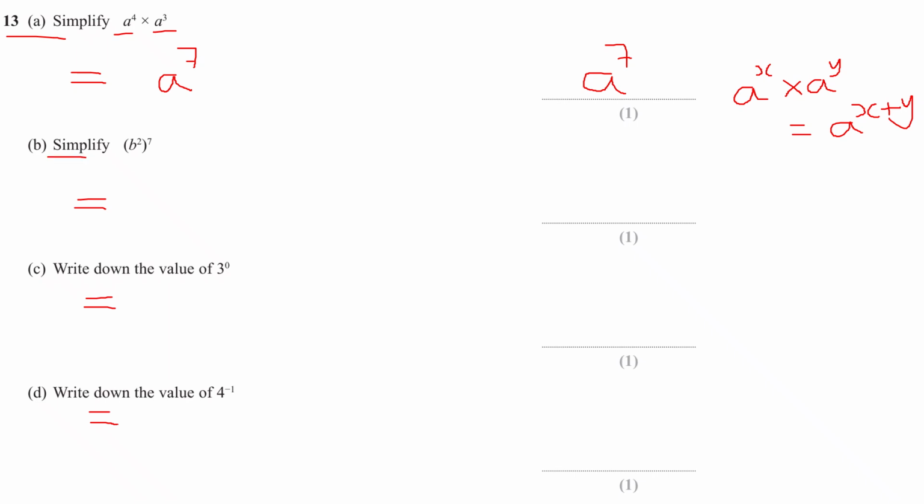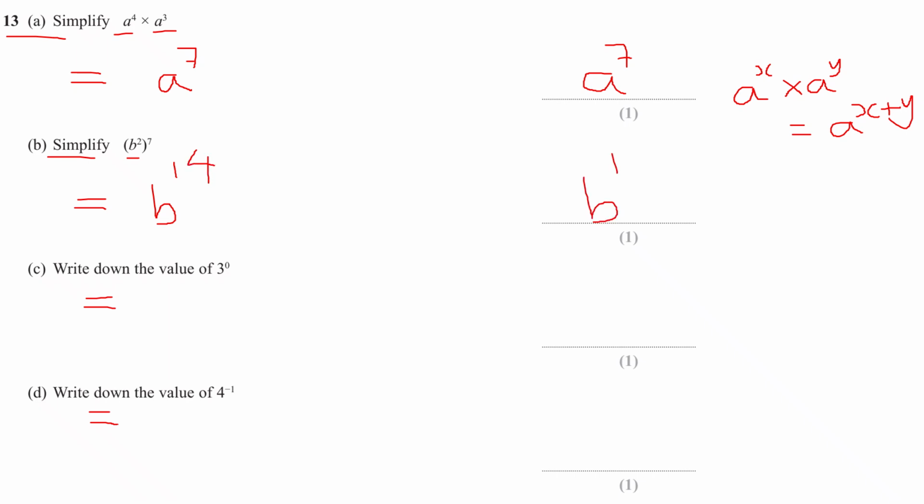Part B, simplify b squared, all to the power of 7. When it's a base raised to a power raised to another power, then let's multiply the powers. 2 times 7 makes 14. So it's b to the power of 14.